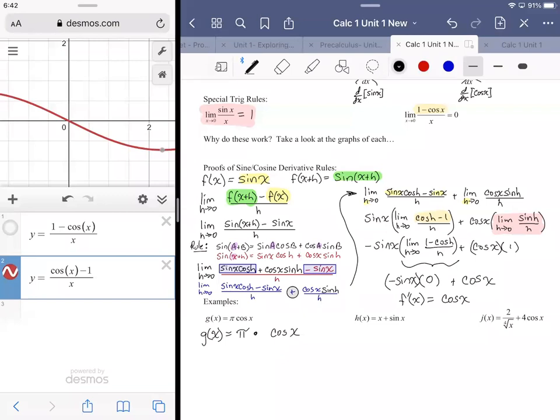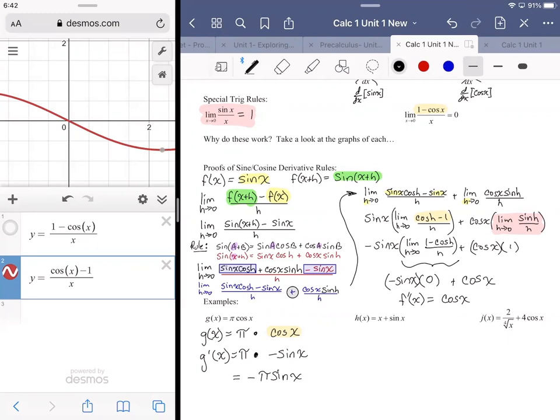The constant multiple rule tells us that when I take a derivative, I can hang on to any constant multiplier, save it so that I can multiply it in later on. Then take the derivative of whatever the parent function is, in this case, cosine. The derivative of cosine is negative sine. Then multiply them together after the fact. So in this case, we would get negative pi sine of x.